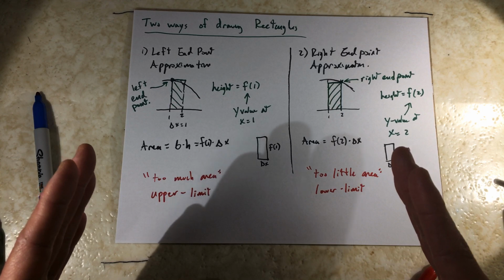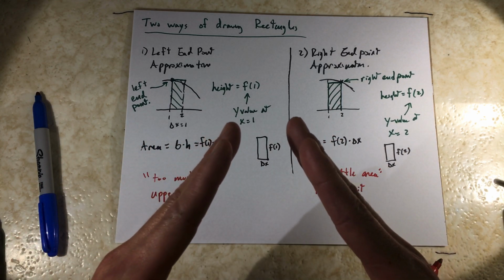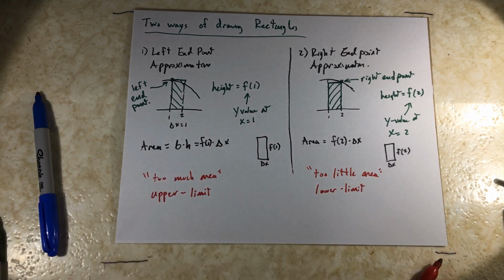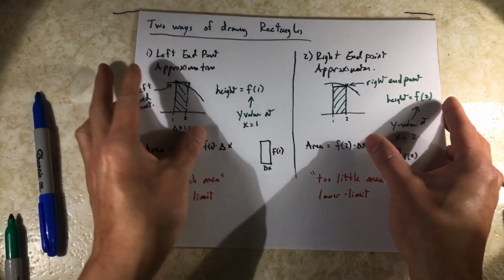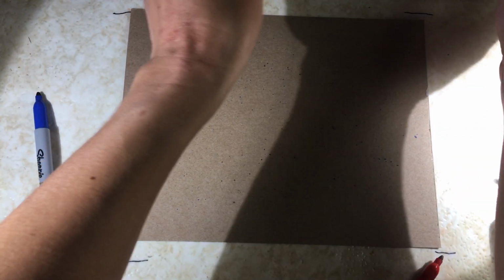And as these approximations get better, these two numbers, this upper and lower limit, should get closer and closer together, and they should converge on the actual answer, which is what our strategy is going to be. Okay, so that's what we're going to do. So let's do it.